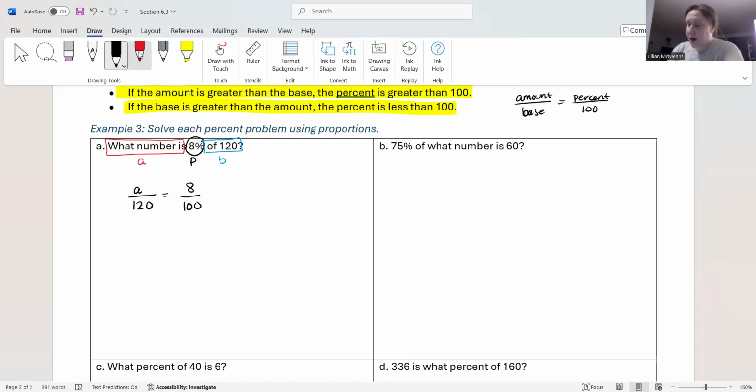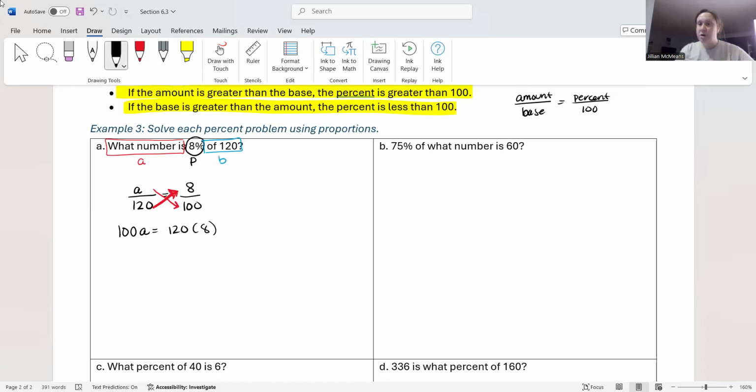Now we cross multiply. And remember, when you cross multiply, you multiply the diagonals. So we're going to multiply one numerator by the other denominator, and then we're going to multiply the other denominator by the other numerator. So we just multiply those diagonals, okay? And remember here, the base is 120 and the percent is 8. So when I cross multiply, I'm going to be applying my percent to my base. I'll be multiplying the two. So let's see. We're going to get 100 times A equals 120 times 8.